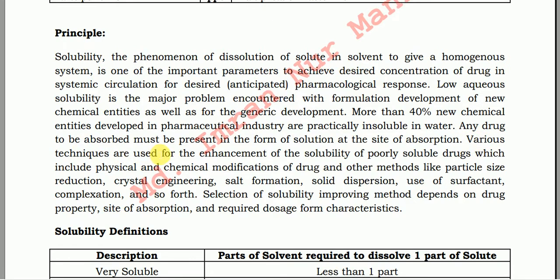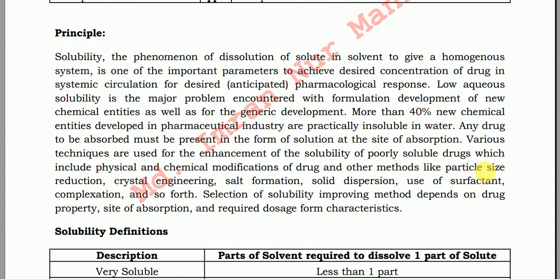Various techniques are used for the enhancement of solubility of poorly soluble drugs, which include physical and chemical modification of the drug, and other methods like particle size reduction, crystal engineering, salt formation, solid dispersion, use of surfactant, complexation, and so forth. So it is clear that solubility is a major concern for orally administered drugs. And since 40% of new drugs are not soluble in water, various techniques are used to increase the solubility of the drug in water.